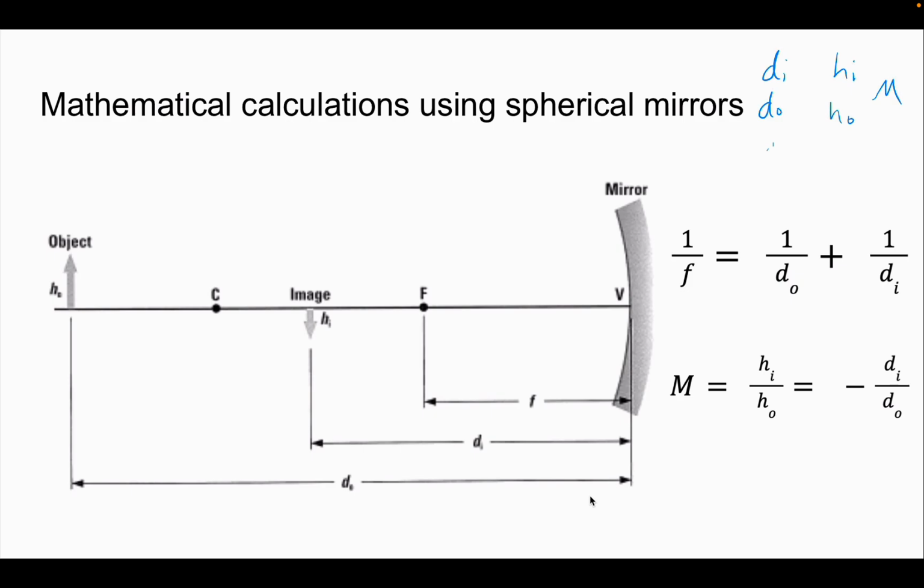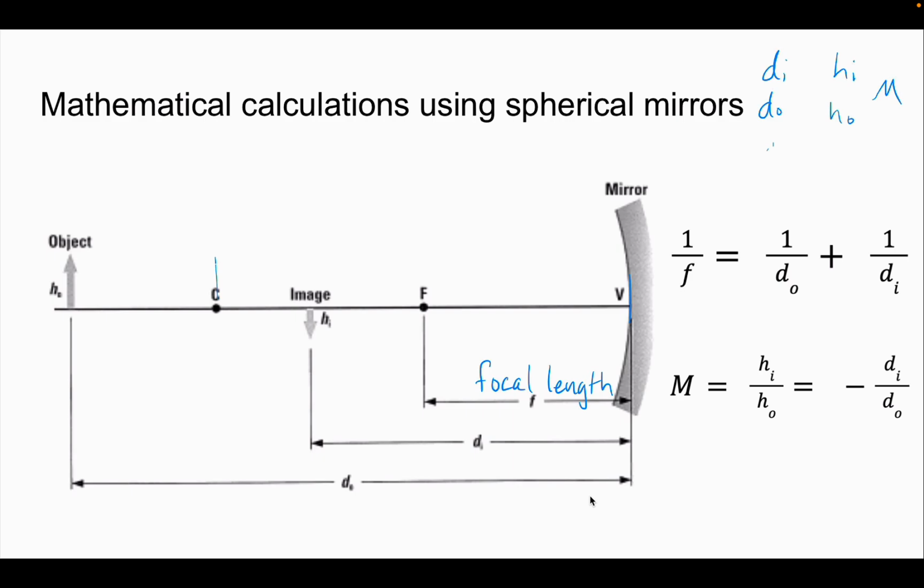Okay, so we know that the focal point is halfway between the center of curvature and the vertex, and the length of the focal point to the vertex is known as the focal length. So I'm going to write that down here. Focal length. Now, here's where it gets interesting. I want you to look at the second equation on the slide and tell me if you notice something.